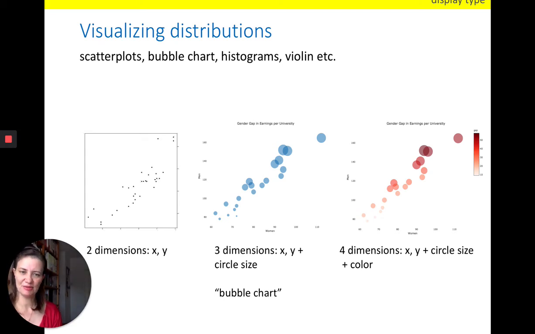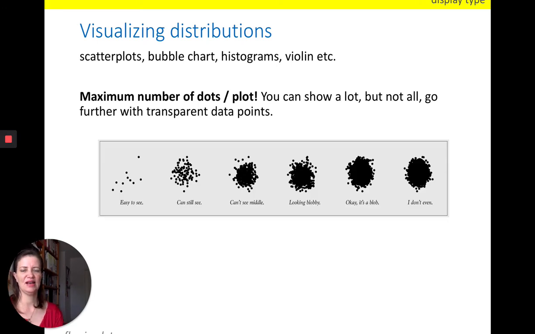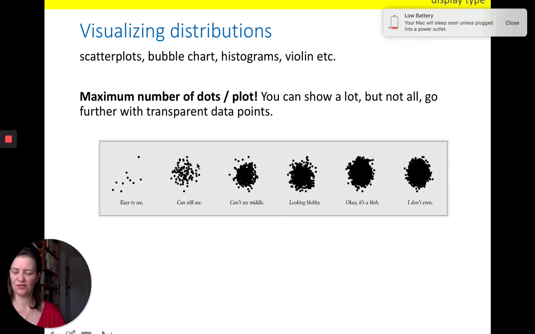But there is another limitation, and that is the number of items that you can plot at a given time. So there is a maximum number of dots that you can apply to a plot. You can show a lot in scatter plots, but not all. And to go beyond maybe hundreds of data points, you can, for example, use transparency. The problem is visualized here. So a few data points are super easy to see. You can read off each one individually. If you have a lot of data points, you can still see individual ones.